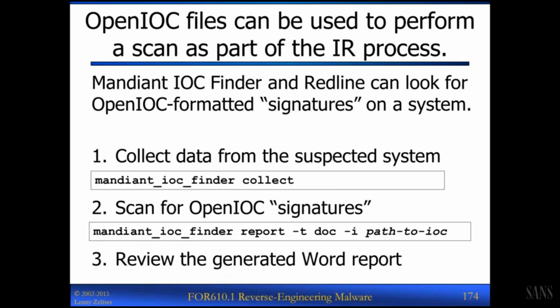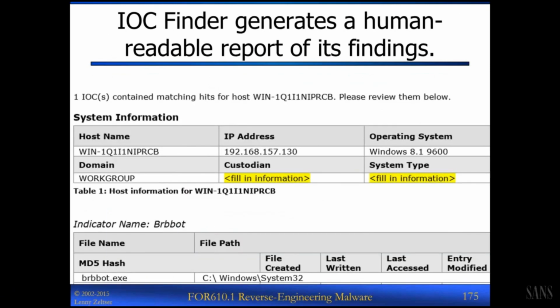So those IOCs I discussed on previous slides regarding BRBBot, you can then run against the data you collect from an actual machine. And were you to do that, you would get output similar to what you're seeing right now. The main point here is that it actually detected BRBBot on the machine based on looking for its hash or some of the other indicators that we had mentioned. So these are nice ways to start getting in the habit of documenting your observations by formalizing them as IOCs.